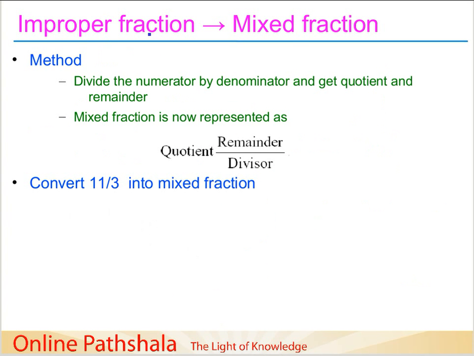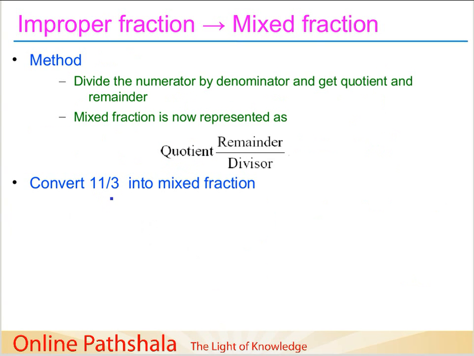So how can I convert an improper fraction into a mixed fraction? It's very simple. What we can do is divide the numerator by the denominator and get the quotient and the remainder. And then the mixed fraction will be represented as the quotient, then the remainder divided by the divisor. Let's take an example and that will make it clearer.